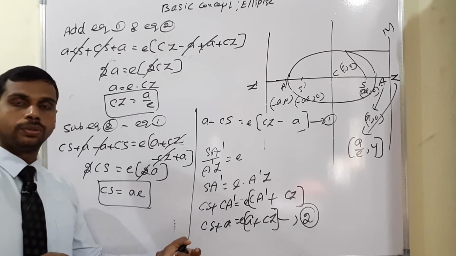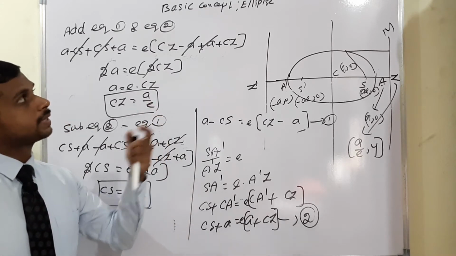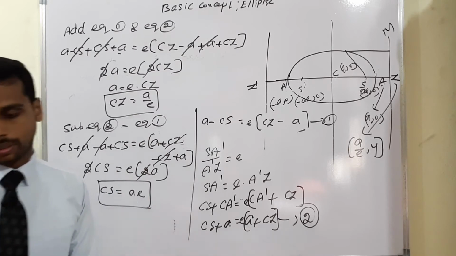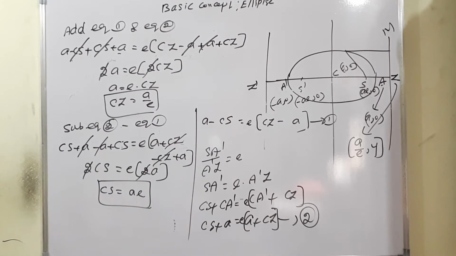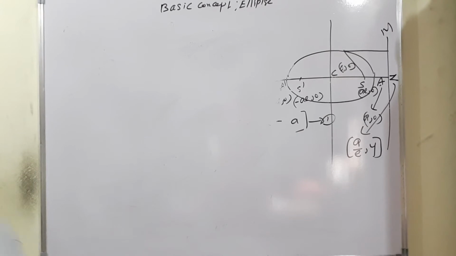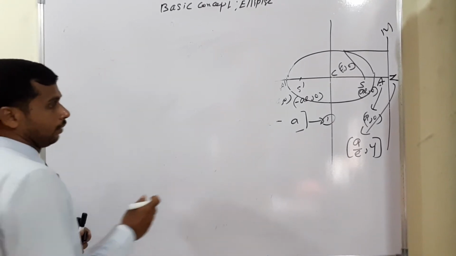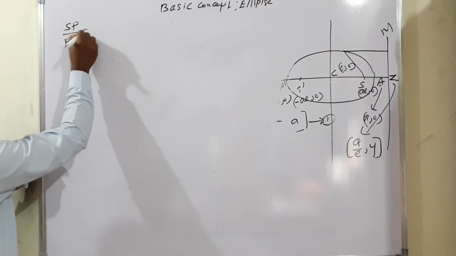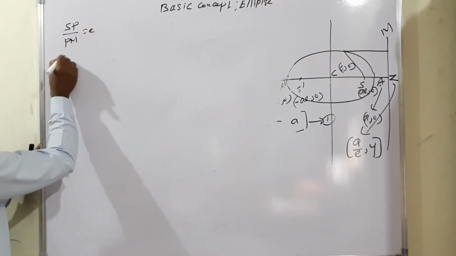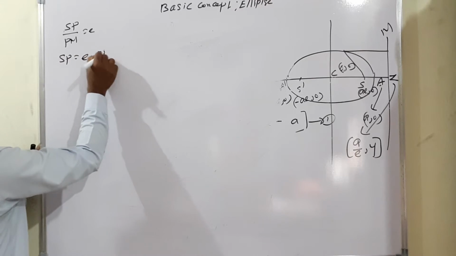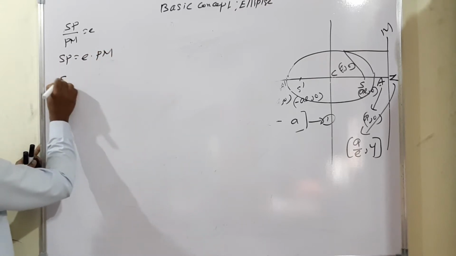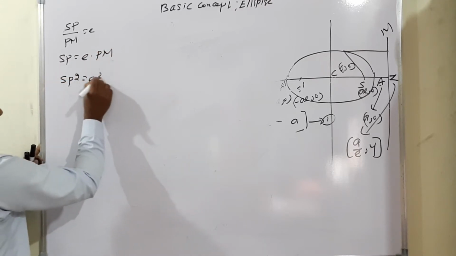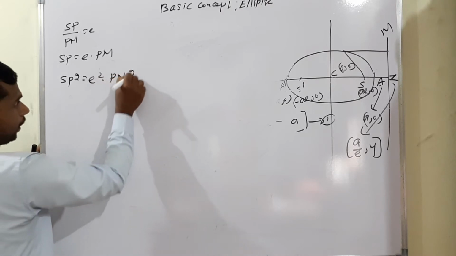Now I am moving to how to derive the basic form, the general form of ellipse. So moving to the general form of ellipse. The basic form SP divided by PM is equal to E. If you cross multiply, SP is equal to E into PM. So squaring on both sides, SP square is equal to E square into PM square.